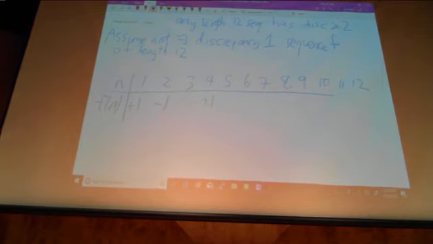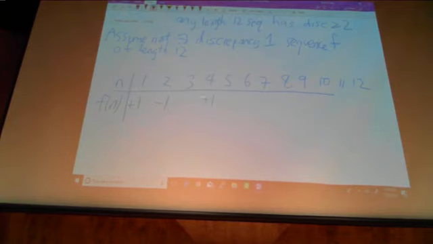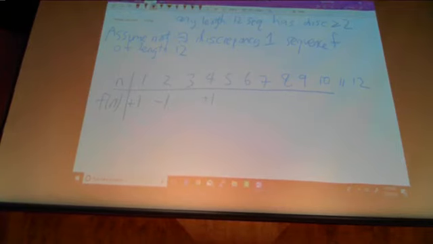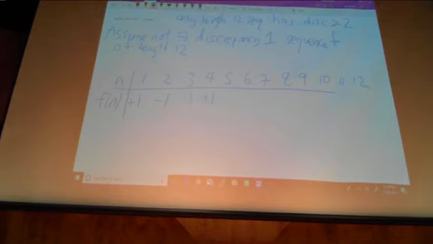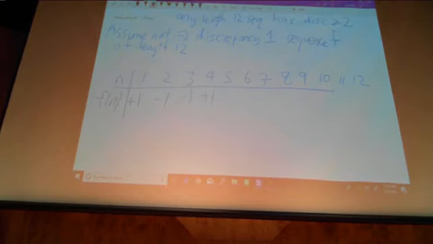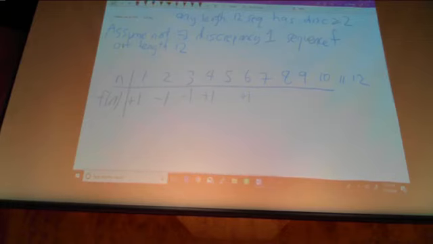Once you know f of 4, we can go back and fill out f of 3. Those of you who've done Sudoku, maybe you can start seeing the similarities here. F of 3 has to be minus 1, because if it was plus 1, then plus 1, minus 1, plus 1, plus 1 would be 2, and that's not allowed. So this has to be minus 1. Let's see, 3 and 6. If 3 is minus 1, 6 has to be plus 1. 4 and 8. If 4 is plus 1, 8 has to be minus 1.